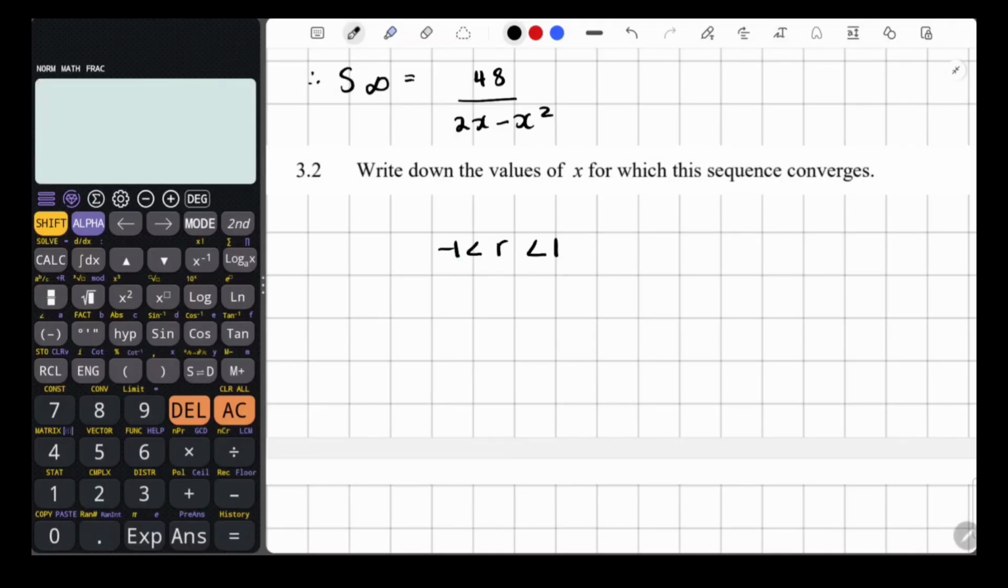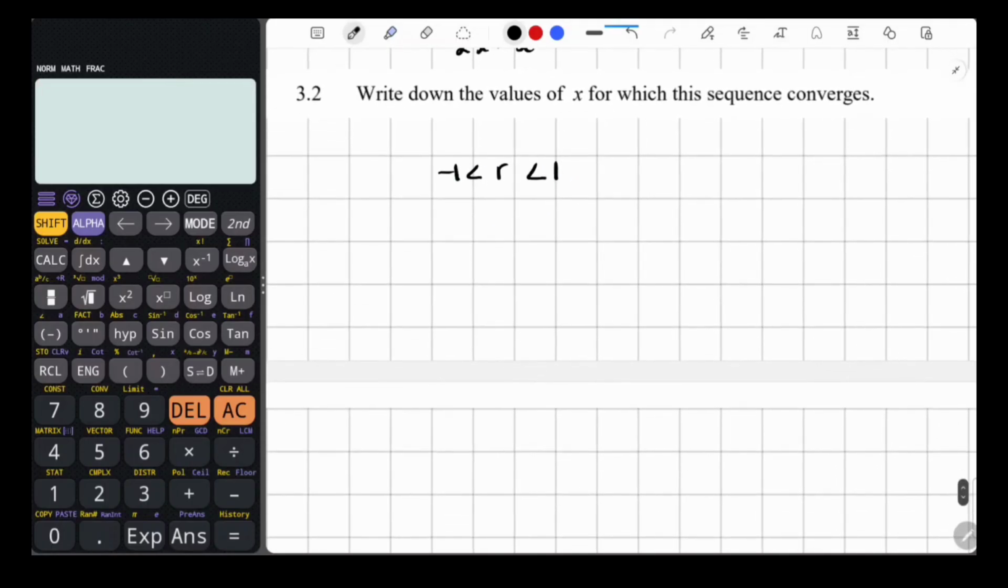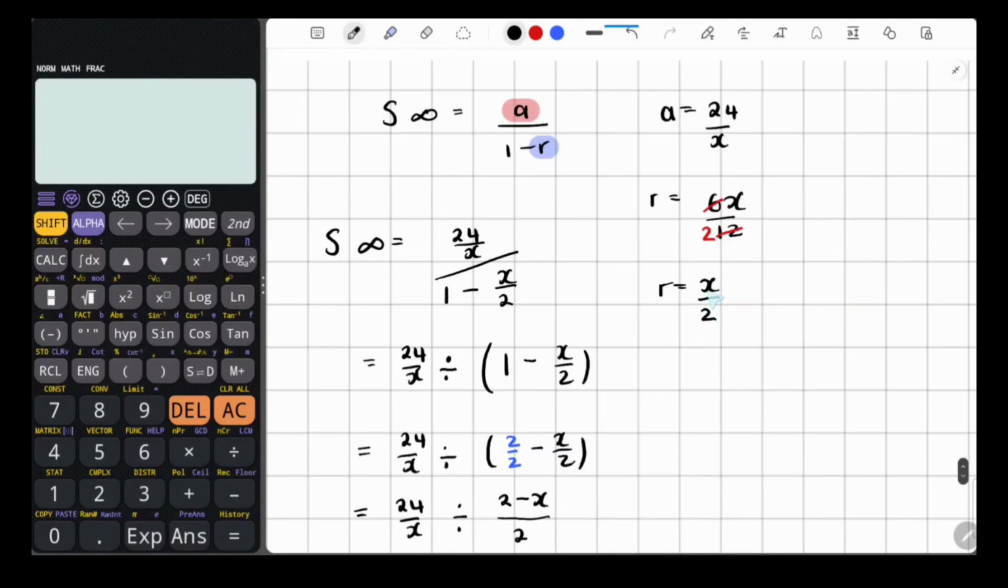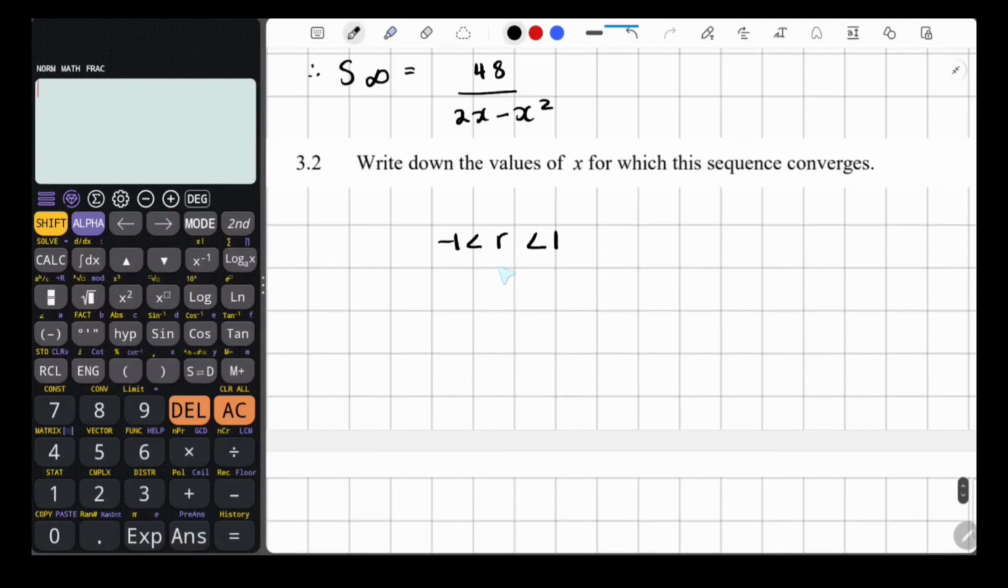But this is all we need to know to be able to answer this question. So what is the value of r that we had? If you scroll up, remember we had r as x over 2. So I'm going to put that in here. I'm saying now that x over 2 needs to be greater than -1 but smaller than 1. This is an inequality, and we have to solve for x. To get rid of the divided by 2, we have to multiply by 2 on both sides. So we're saying times 2 and times 2.